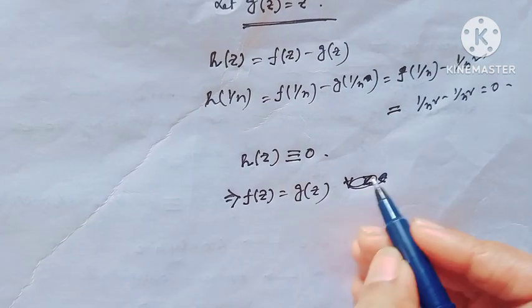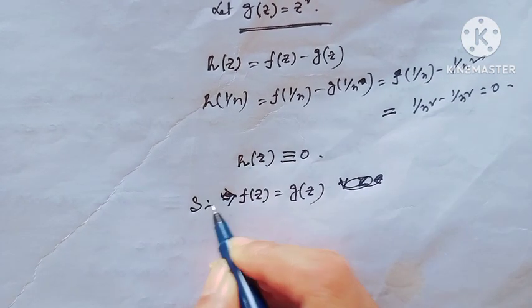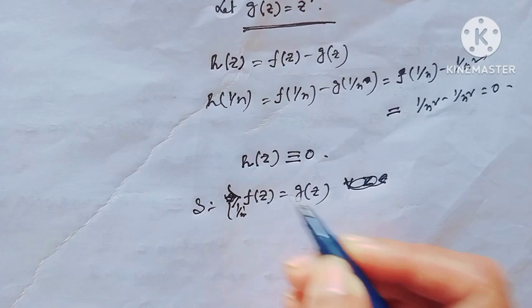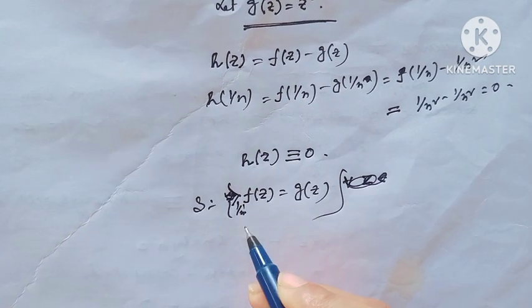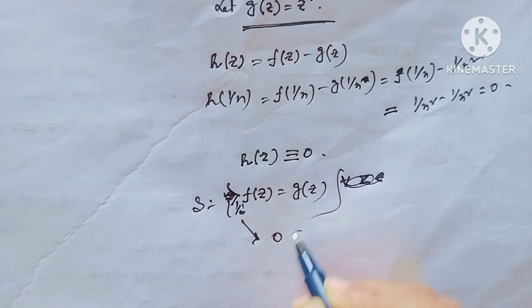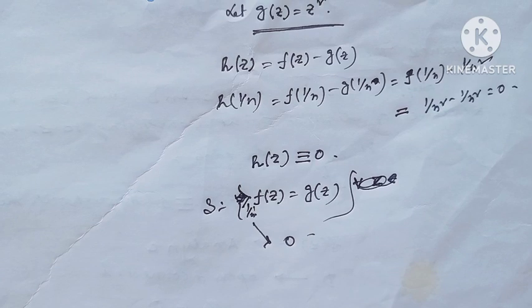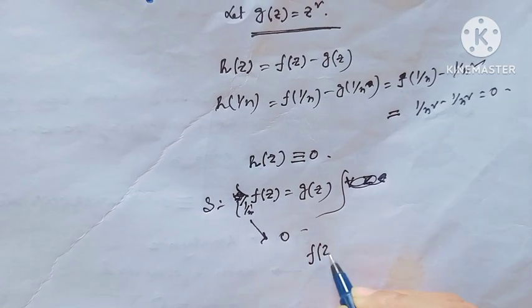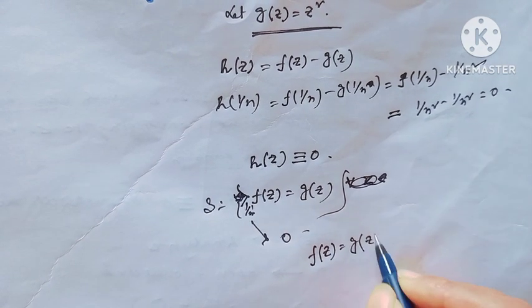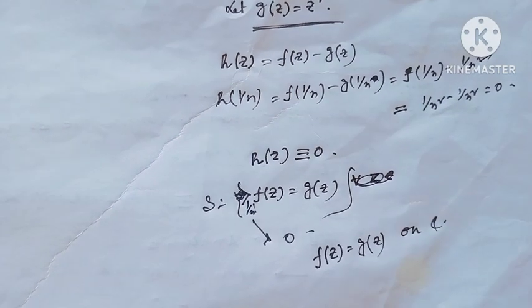True. The set is where 1 over n such that f(z) equal to g(z), and 1 over n goes to 0. So by the extension theorem we can extend f(z) equal to g(z) to the whole complex plane.